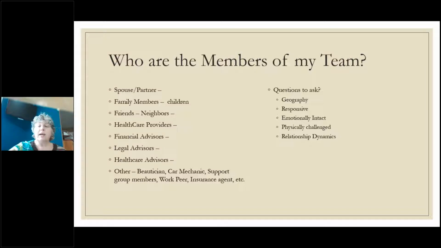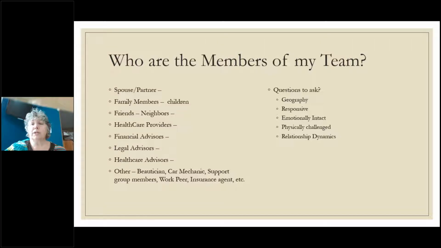Other questions to ask: I mentioned geography. Where people are living is so important, and their ability to respond. If an adult child or a friend or neighbor is helping out, are they able to come to your bedside if something is happening quickly? It's an important part to remember: who to bring to your team and who you want with you.